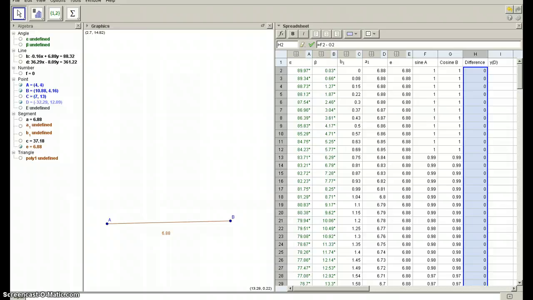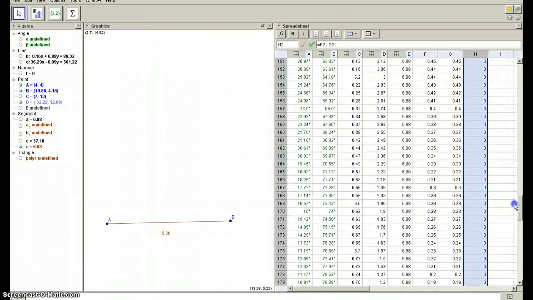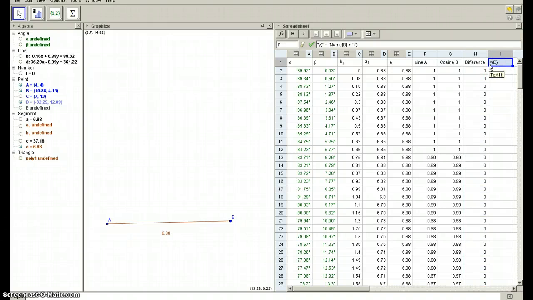There is 0 difference regardless of the angle. There is no difference between the sine of one angle and the cosine of another angle, regardless of those angles, if those two are complementary. Well, were these all complementary? We better confirm that. So we're going to find out, are they complementary?